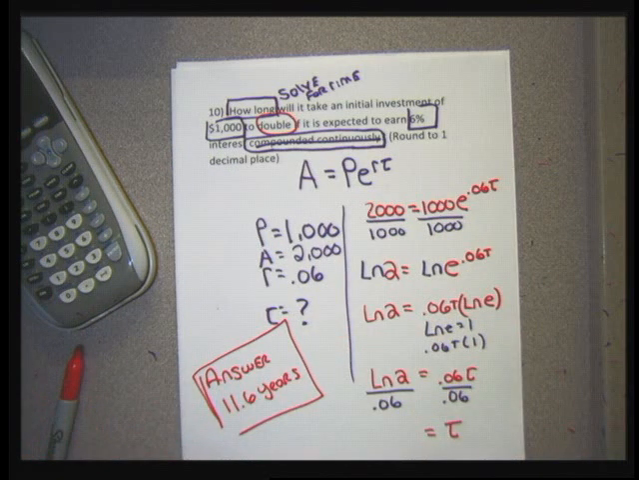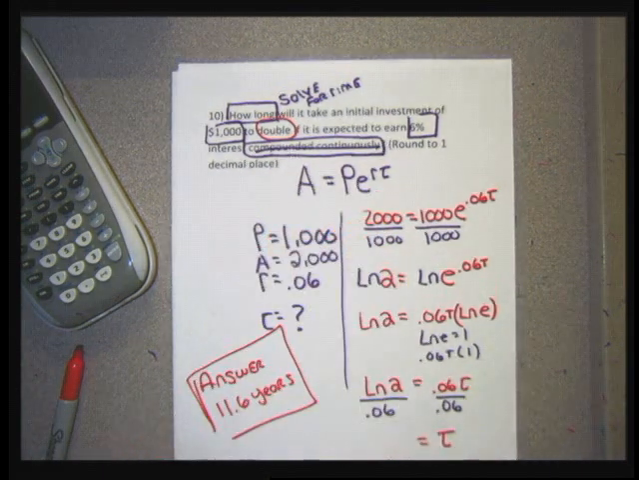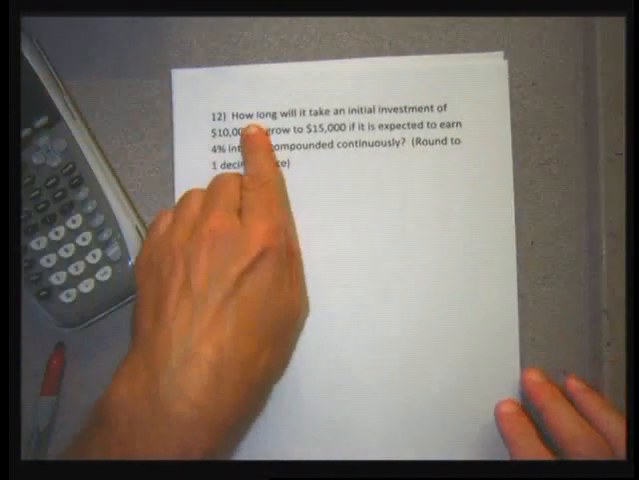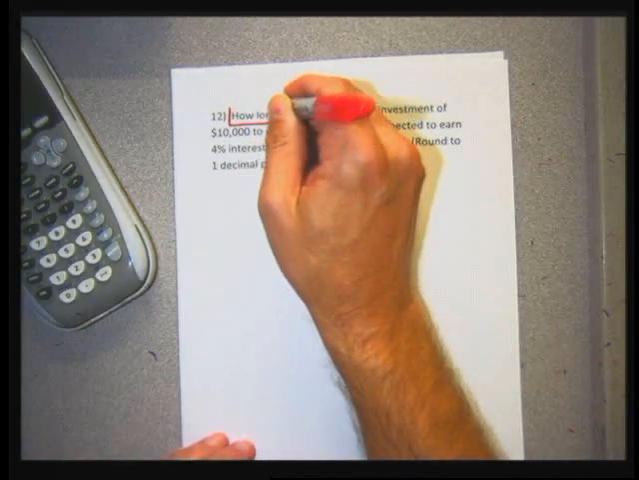I think 12 is a similar problem in that I'm going to have to solve for t. Anytime I see the words how long in one of these money problems, I'm solving for t, and there's algebra to do before I use my calculator. If I see how much for a question, or what will the value be, then I'm usually just solving for A. So immediately in 12, I see the words how long. How long tells me I'm solving for t.